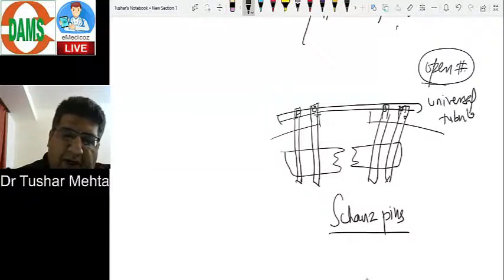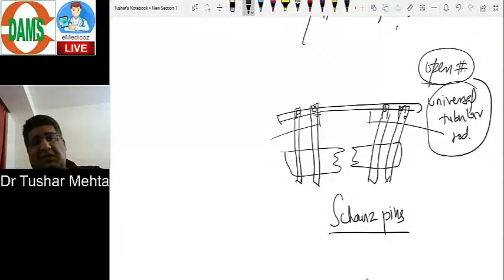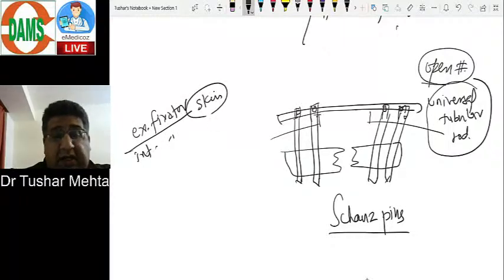So what I have made you understand is the universal tubular rod. We are trying to fix the fracture. But the fixation modality, that is a universal tubular rod, whether that is an internal fixator or an external fixator, whether that is inside the skin or outside the skin. The terminology of external fixator or internal fixator is with respect to what? Skin. It is not with respect to bone.